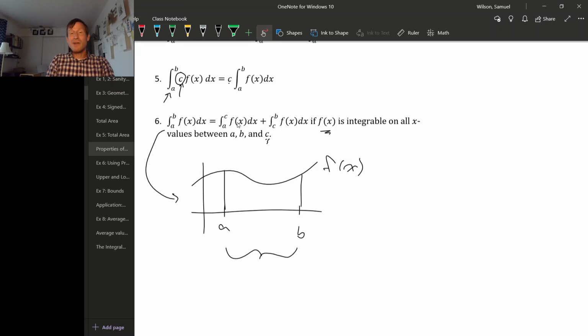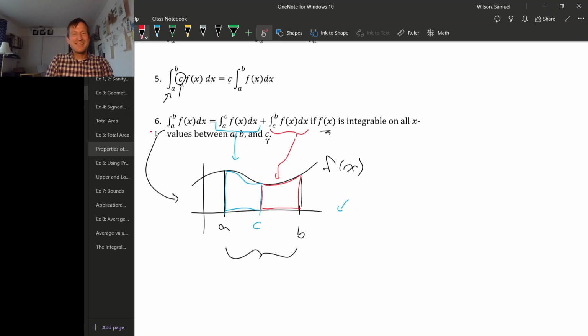What about the integrals on the right-hand side? Well, for this first one, that's the integral from a to c, and c is somewhere in the middle here. Actually, it doesn't need to be in the middle. It could be over here, and this is still true, but it's easier to see if you put it in the middle. So the integral from a to c is the area of this blue region. The integral from c to b, well, that's the area of this red region on the right. And if you add together the blue and the red region, you get the whole region.